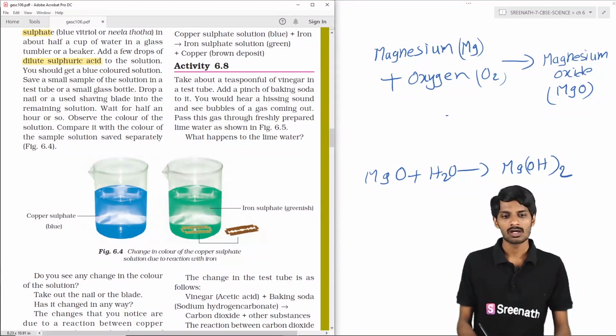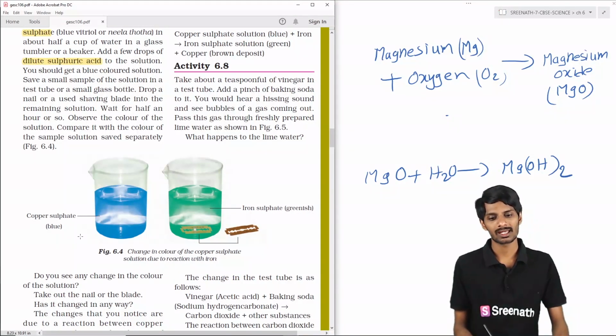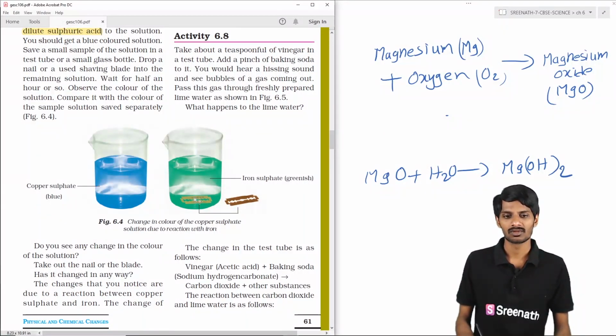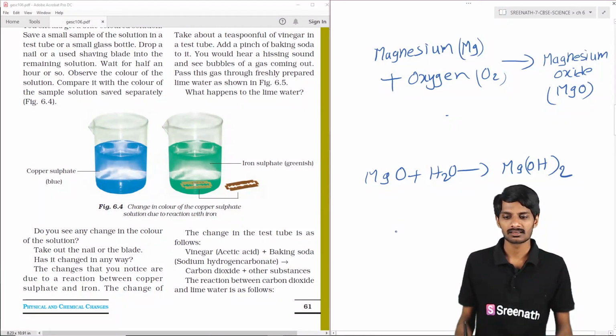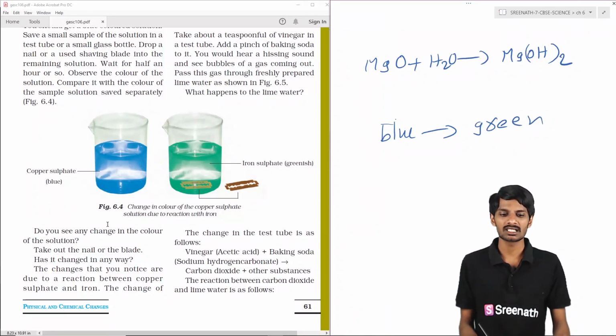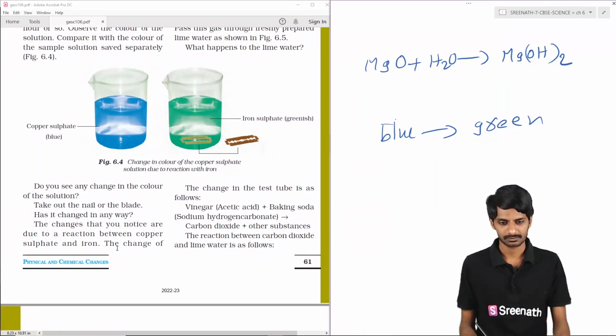Okay, students, take some of the blue solution into another beaker and place a blade or any iron like that in the solution. So the color changes to green. Here the color changes from blue to green. So there is a change in color, students. So basically what is happening here, students?